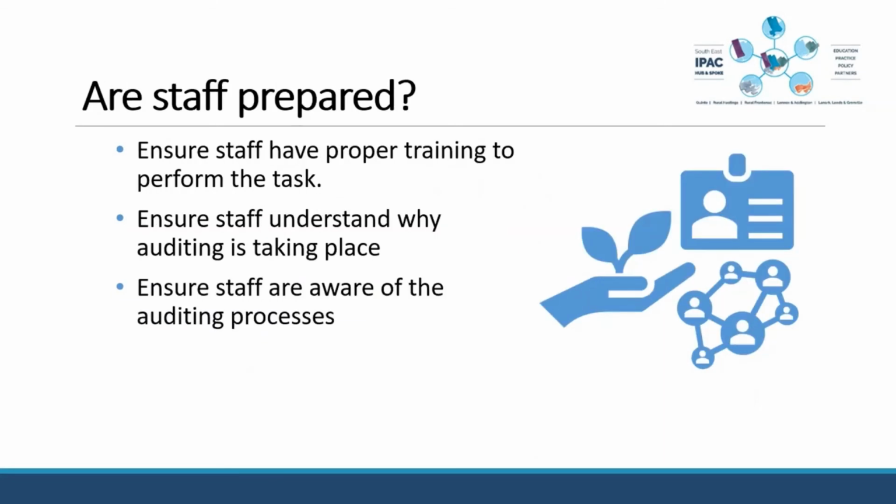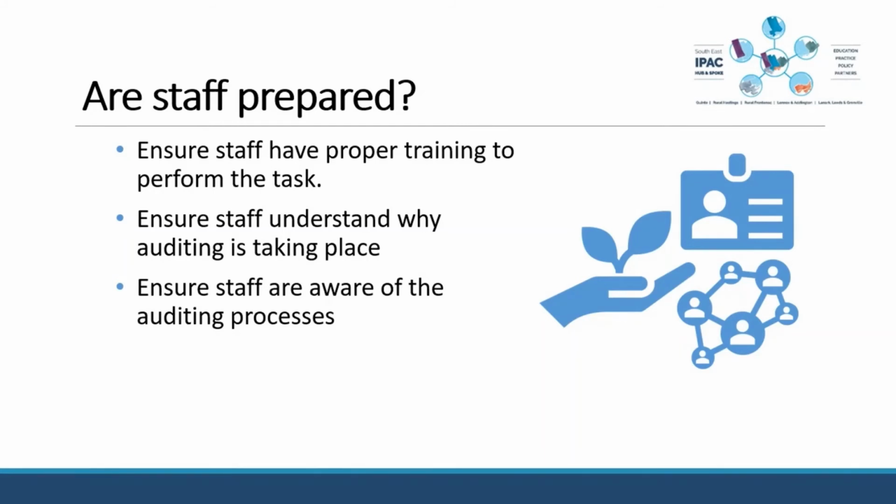In terms of how to prepare staff, the auditing process is collaborative and involves combinations of clinical staff from different program areas, managers and supervisors, and specific disciplines involved in the process surveillance. So it's important to ensure that staff have the proper training to perform the task and that they understand why the auditing is taking place, and that deficiencies could be considered opportunities.